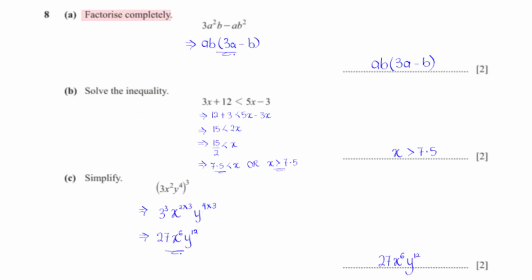Factorize completely. 3a squared b minus ab squared. When we factor out ab, we are left with 3a minus b. This cannot be factorized further.